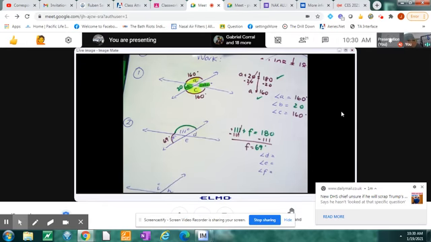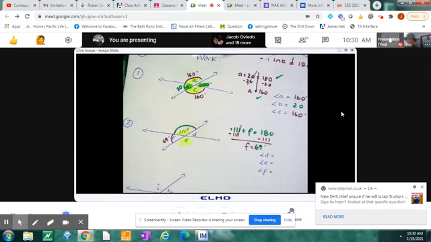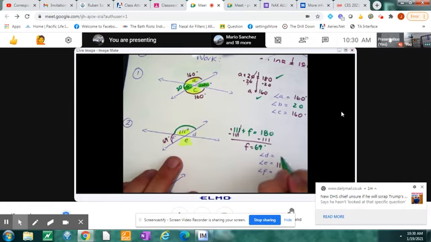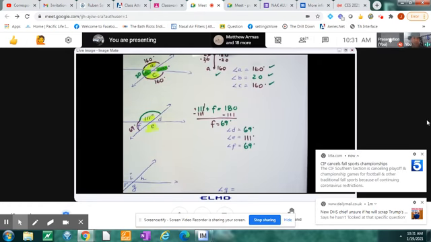And again, remember what we were saying, the opposites. If this is 111, then E is also going to be what? 111, because it's on the opposite. So E is also going to be 111. And then D and F are going to be the same number, degrees. And that's it. So make sure you got this.